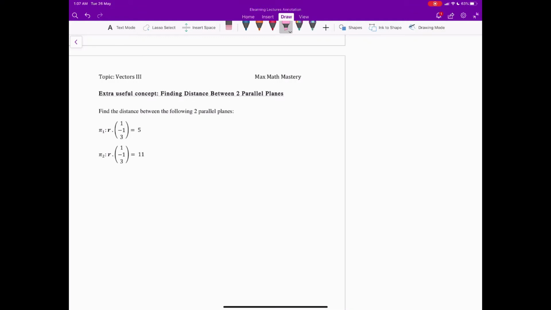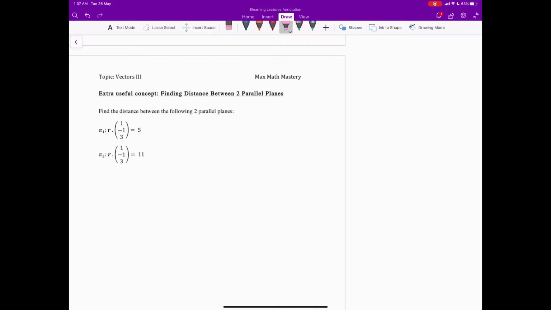Okay, the last concept over here in vector 3 we'll be learning is actually finding the distance between two parallel planes. Okay, take note, the reason why I actually place it inside these notes is because over the last few years, we do see the trend of this question appearing a lot of times. Be it from prelim papers, school exams, to even A levels as well.